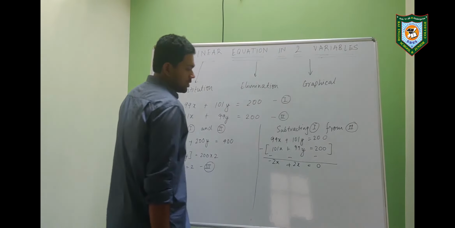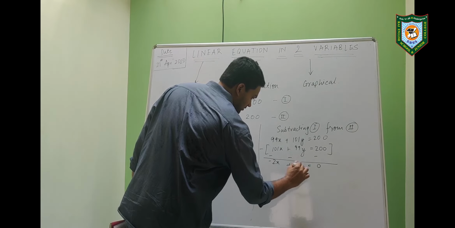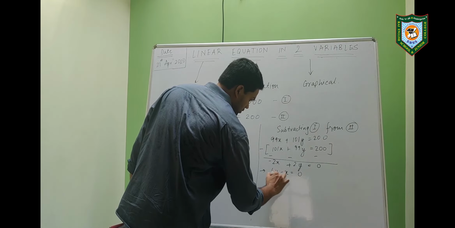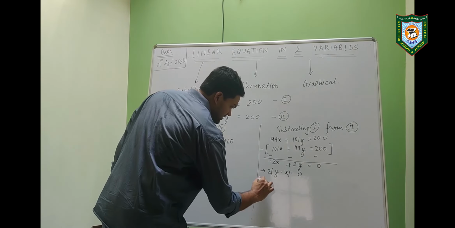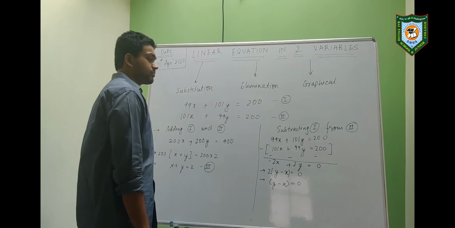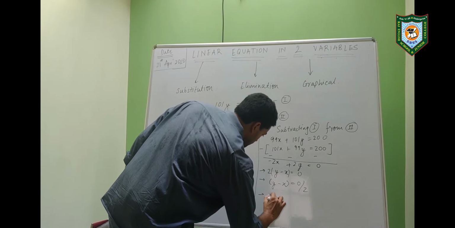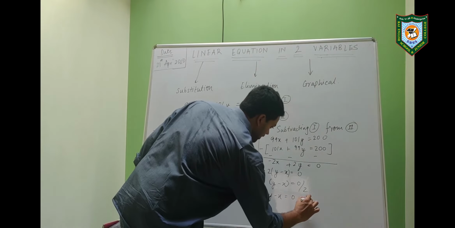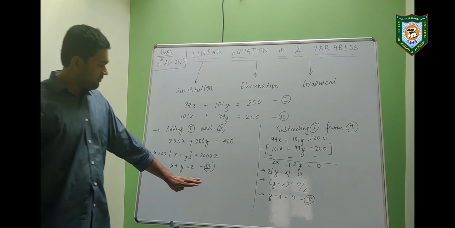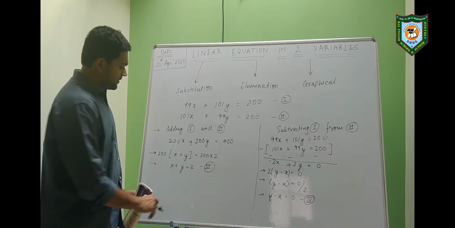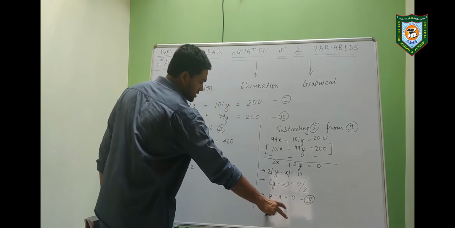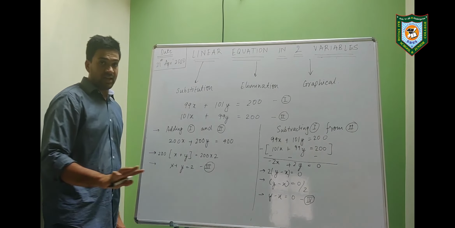So now I have another equation, which is y minus x is equal to 0. I have my 2 common, and the 2 going on that side does not mean anything, so this becomes y minus x is equal to 0. Let this be equation number 4. Now, look at our new equations: equation number 3 and equation number 4. These are much simpler equations than the original two equations. Once I get these two equations, I can solve them and get the answers quite easily.